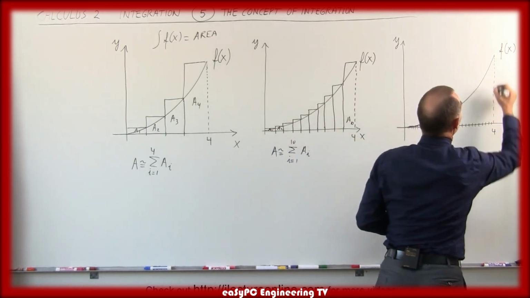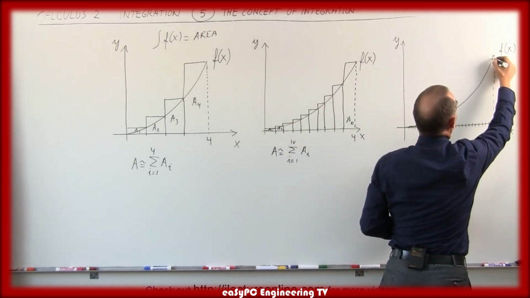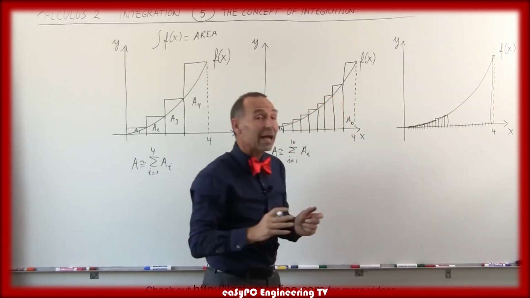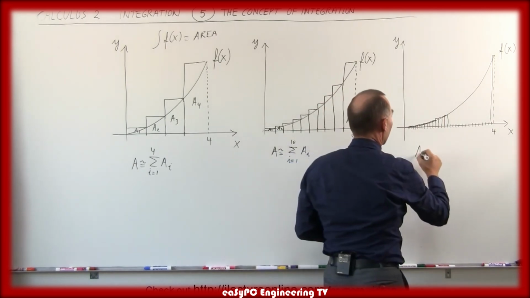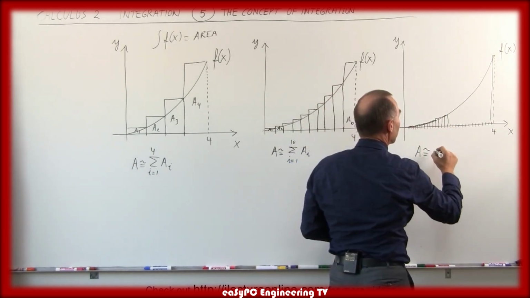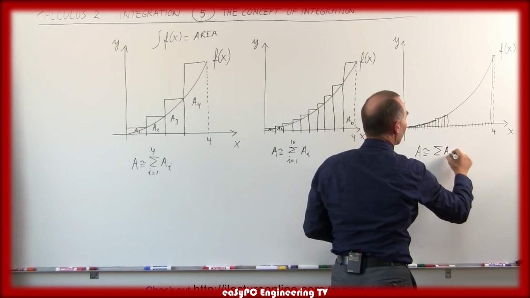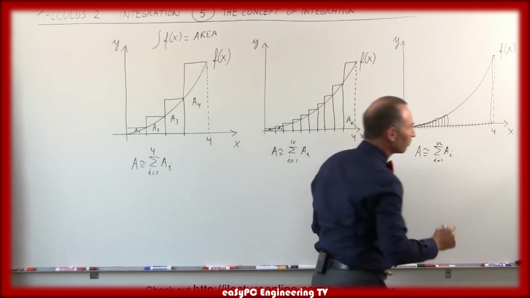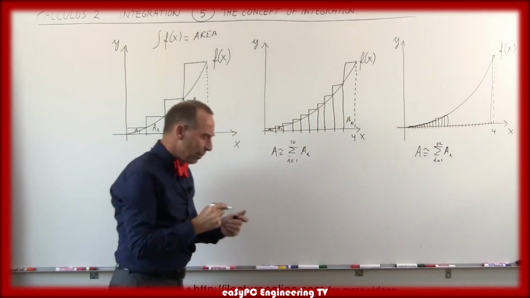When you go all the way up to here and eventually you get the last area right here, this would be the area of the last section right there. You can see that when you add them all up, the area underneath the curve will be approximately equal to the sum of all the A sub i's, in this case i going from 1 to 32. I think you begin to see the pattern.